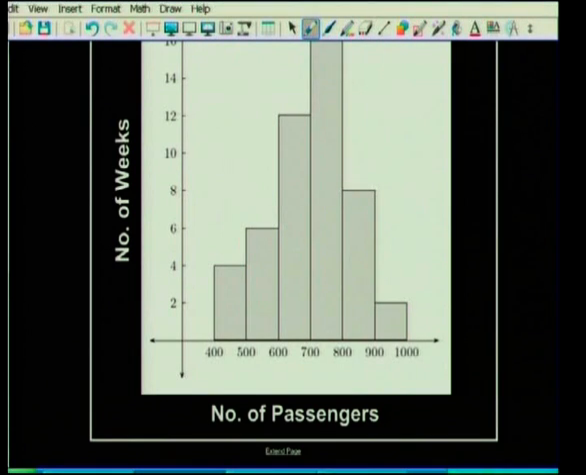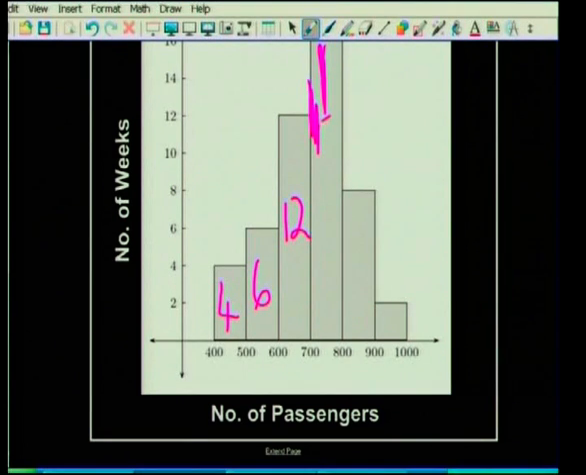From 400 to 500, I've dealt with 4 weeks in total. From 500 to 600, I've dealt with 6 weeks in total. From 600 to 700, I've dealt with 12 weeks in total, bringing me exactly halfway. So my median interval will be 700 to 800, right? So all you need to do is get halfway to the frequency and count. 10 weeks altogether, 22 weeks altogether, and between my 24th and my 25th value will then fall in the class 700 to 800.